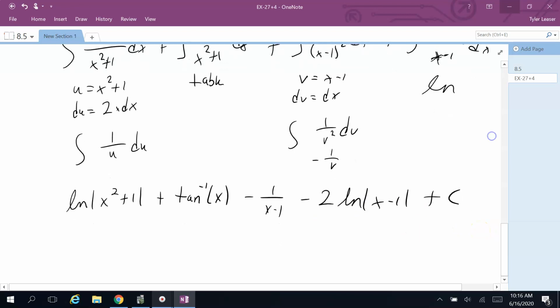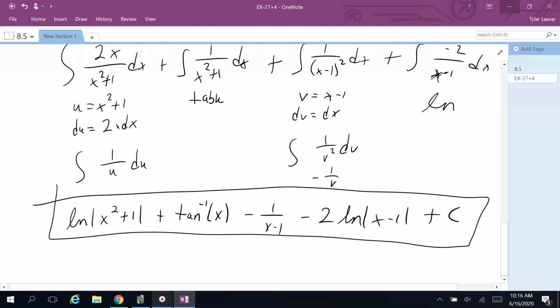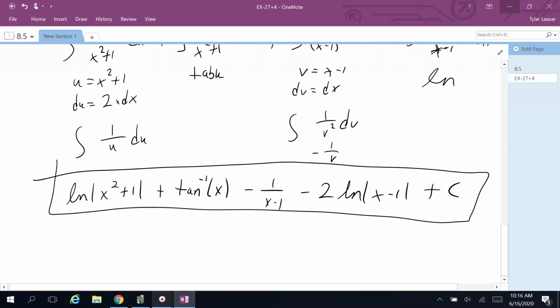Okay, great. So I know it's long, I know it's awful looking, but that really is the antiderivative of what we started with. Sometimes on the homeworks they may combine the natural logs together, so just keep that in mind. So if you see where you think you should have two natural logs, there's only one. That's because they're using natural log rules to combine them together.